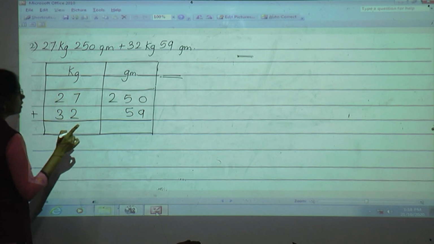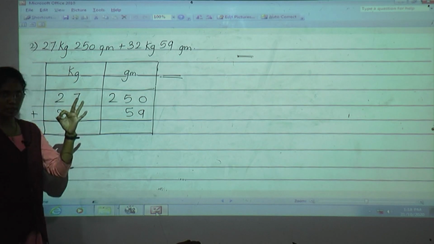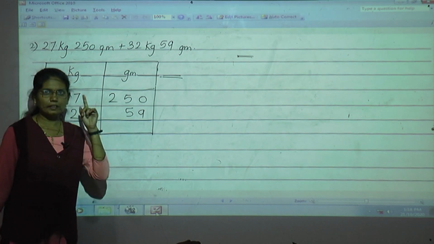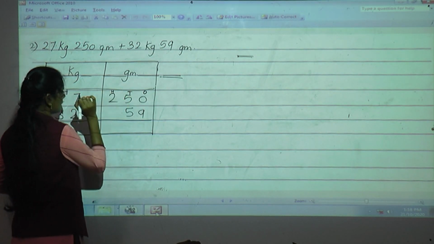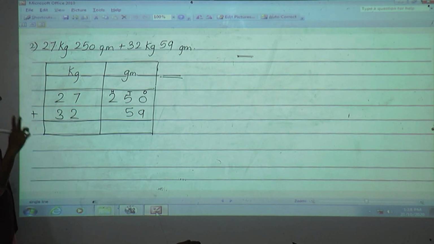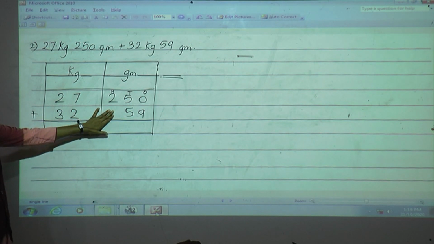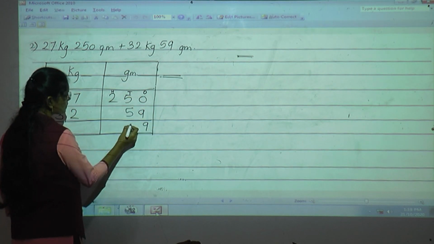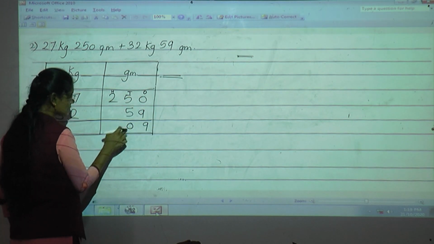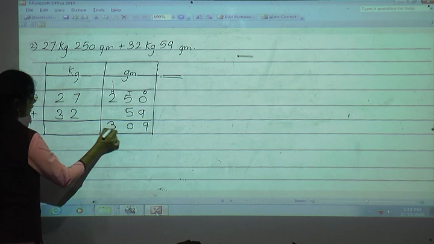59 grams. Now see, while writing 59, how you have to write? See, this 250, it is a 3-digit number. Okay, and this 59, it is a 2-digit number. So this is ones place, this is tens, and this is hundreds place. So 59, as it is a 2-digit number, you have to start from the tens place. Okay, don't write anything here at the hundreds place. Now do the addition. 0 plus 9, 9. 5 plus 5, 10. So here we have to write 0 and we have to give 1 carry to the hundreds place. Then 1 plus 2, 3.